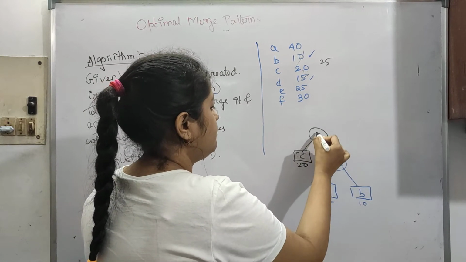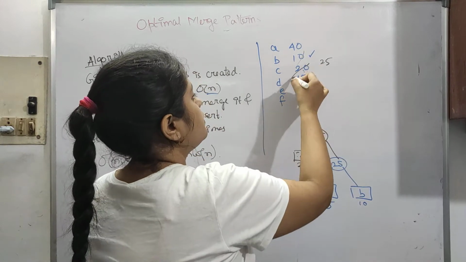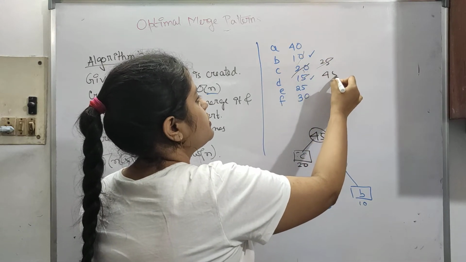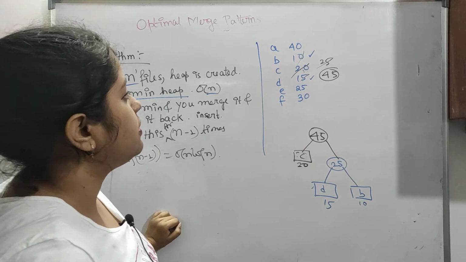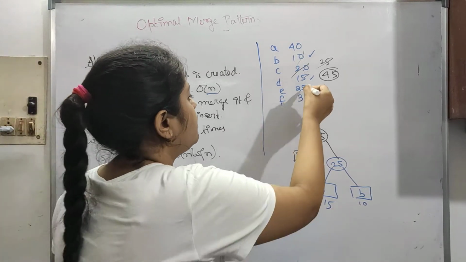So 20 and 25 will give 45. So 20 is done, 25 is taken, so it is 45 here now. So 45 is a bit large, so now next we can take 25 and 30.